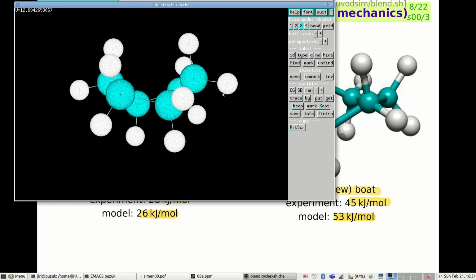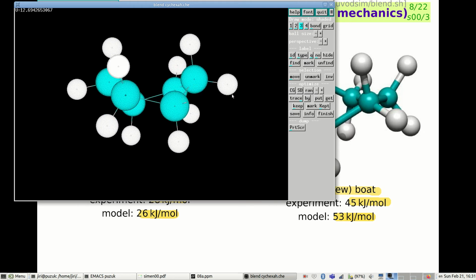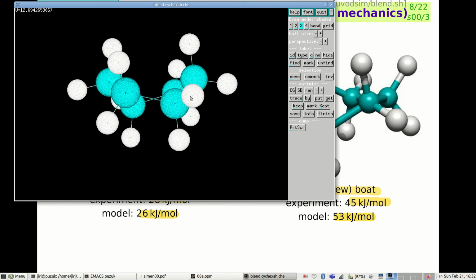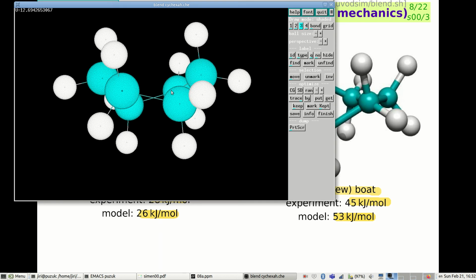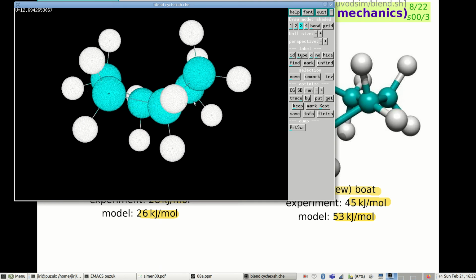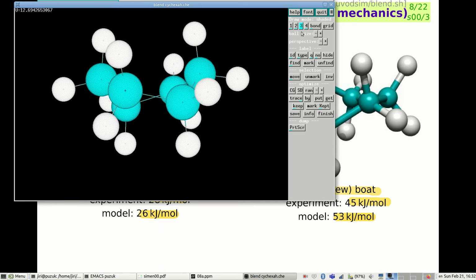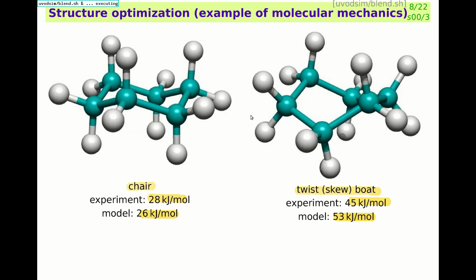Of course, it is a simple molecule, and this model is as accurate as the force field, which is inside here. This force field is called CHARMM 22. It is quite old, but good enough for showing to students. So this was an example of molecular mechanics.